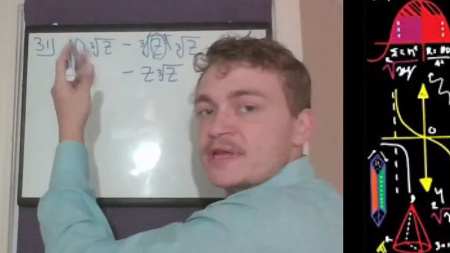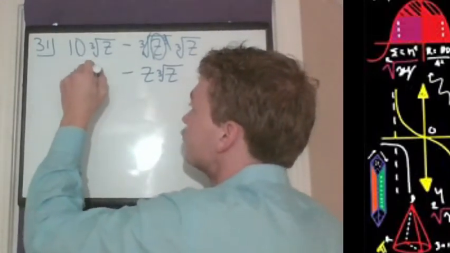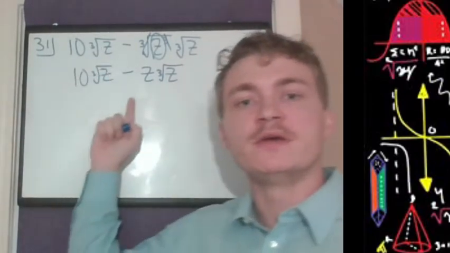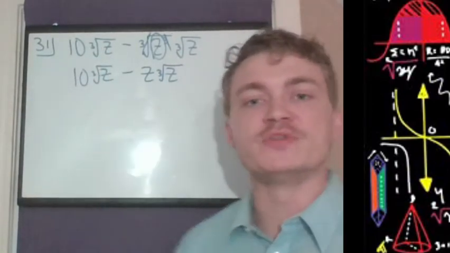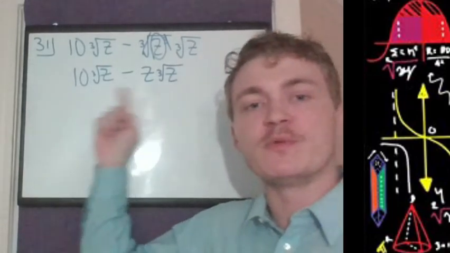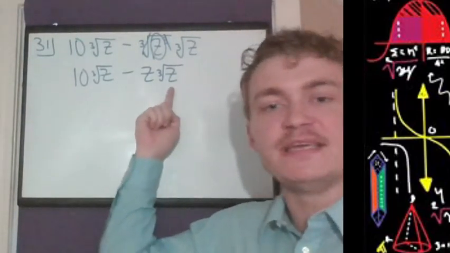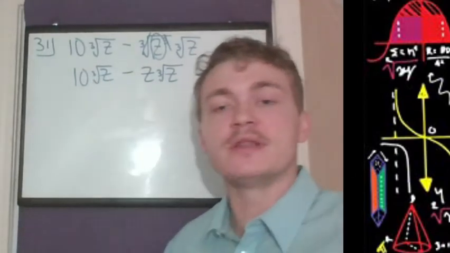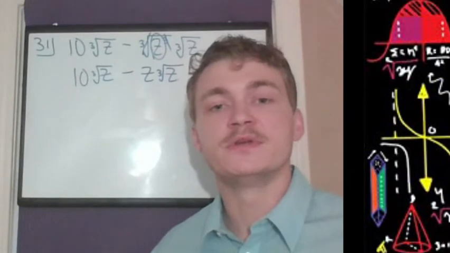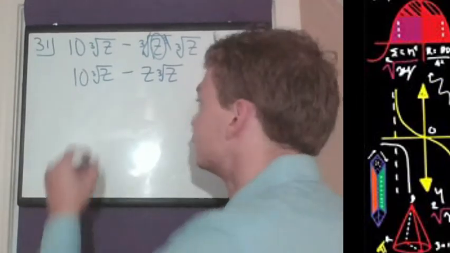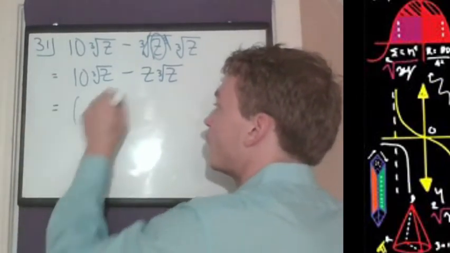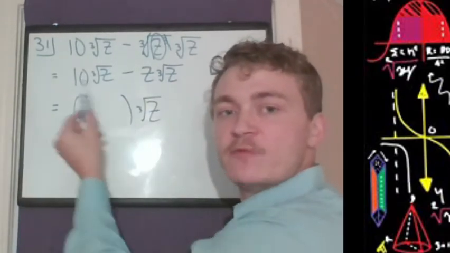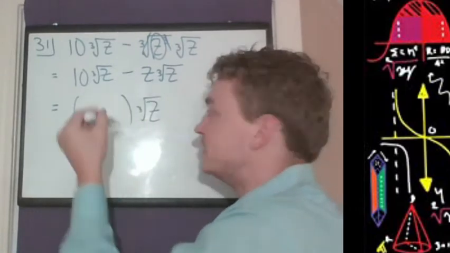First term here, we can't do anything to it. So here we have 10 cube roots of z minus z cube roots of z. For each of these two terms here, we have a radical with the radicand of z, and the root is 3. These are like radicals, so we can combine their coefficients. How many cube roots of z do we have? We have 10 minus z.